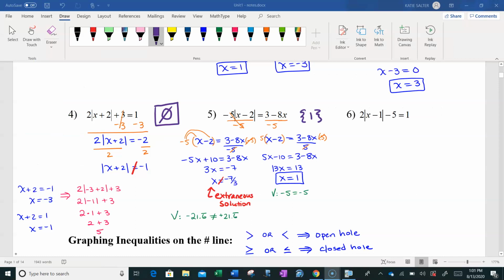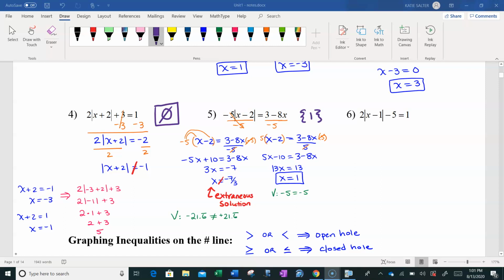All right, so just for your notes, and you can use Desmos and other ways to check it, the -7/3 gave us that -21.6 repeating was equal to +21.6 repeating, which we know is not true. When we substituted 1 back in, it did work. So in this case, we only have one solution.